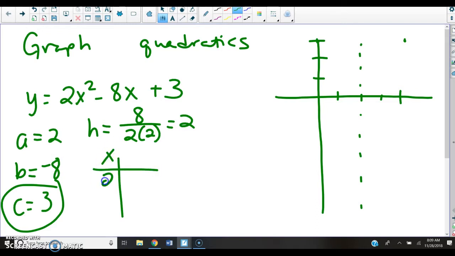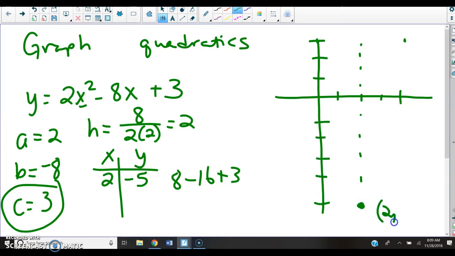So if we put 2 in for x, try to find y: 2 squared is 4, times 2 is 8, minus 8 times 2, minus 16, plus 3, I do believe we get negative 5. So I've got the point (2, negative 5). We have the symmetric points. We only need one more point, one between the axis of symmetry and one of my points. So this would be 2 minus 8 plus 3. I believe that's negative 3.